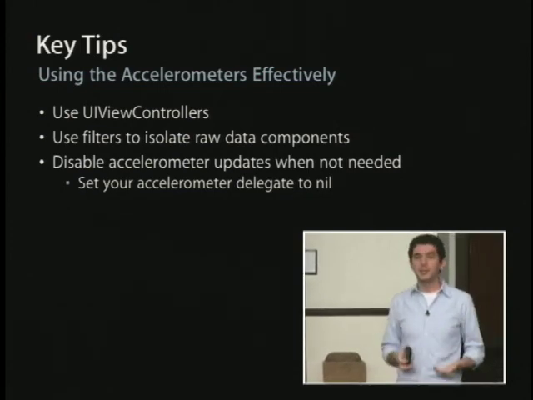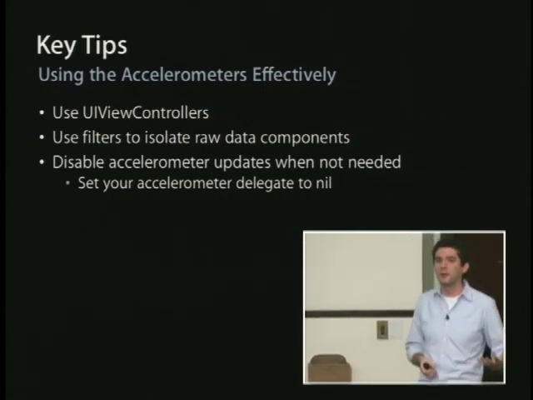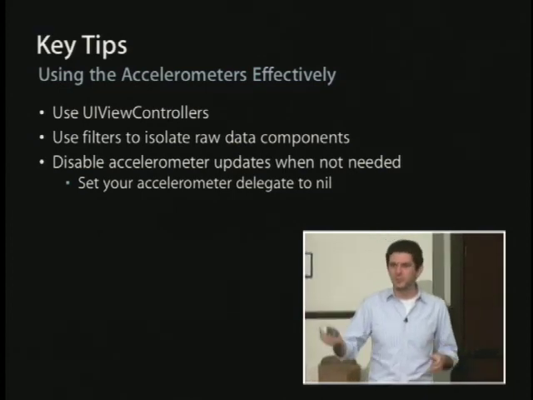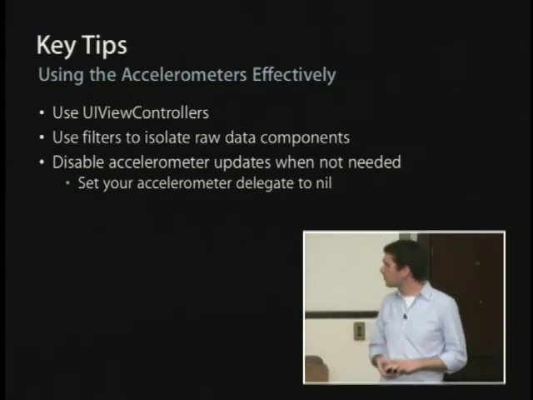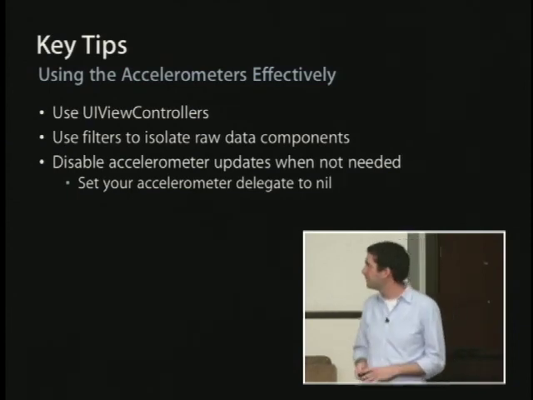If you do want to use raw data, try to use some filters to extract just the parts that you care about from the acceleration, so that you can ignore the really high frequency movements if you just care about general orientation, or the opposite. And disable the accelerometer updates when you don't need them to preserve power again.